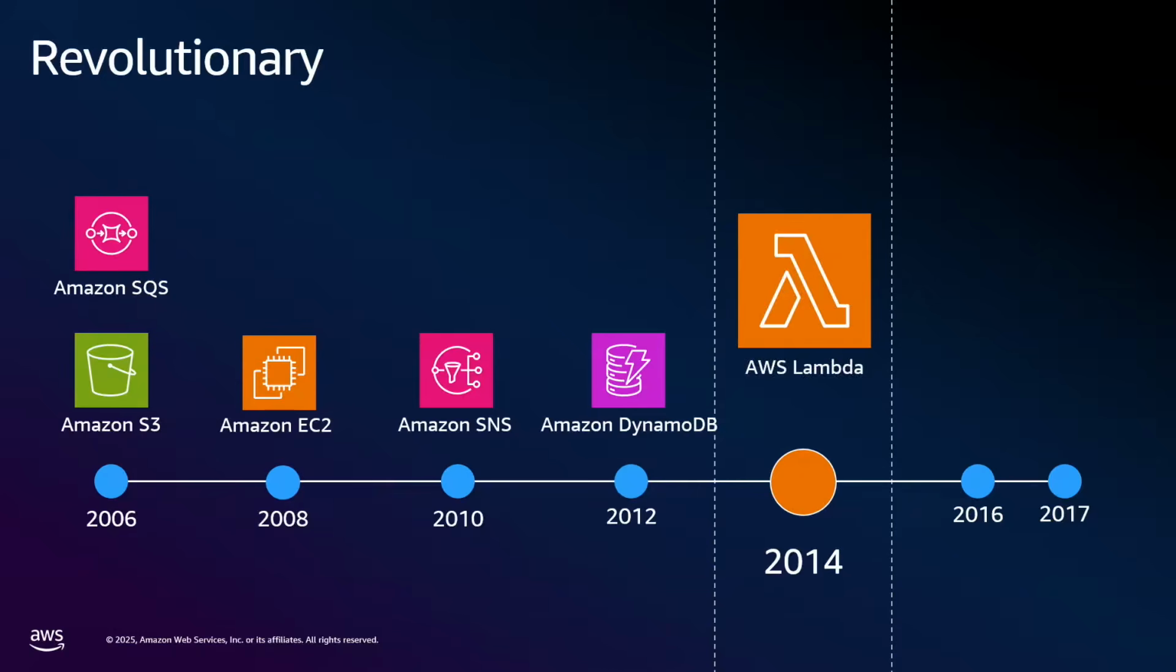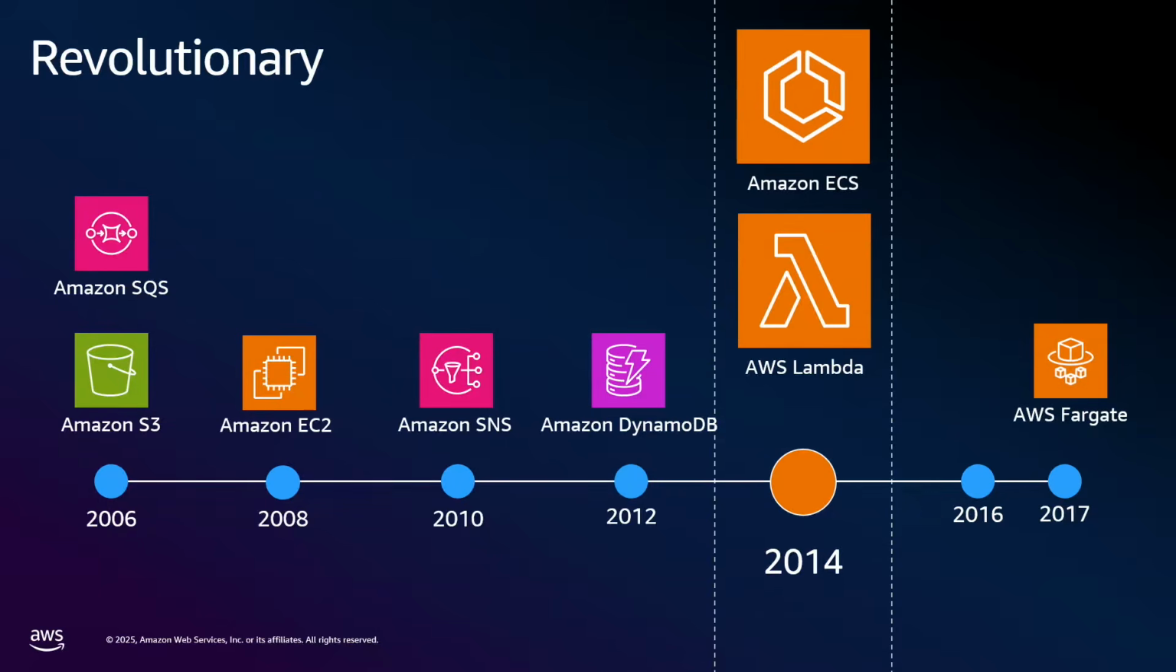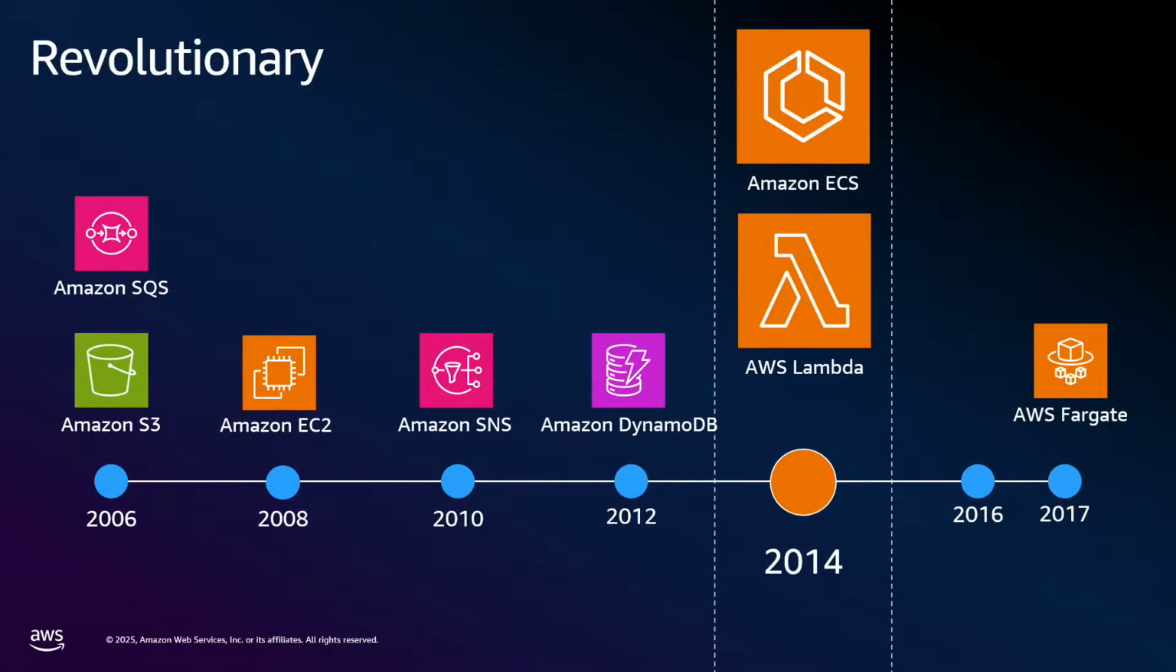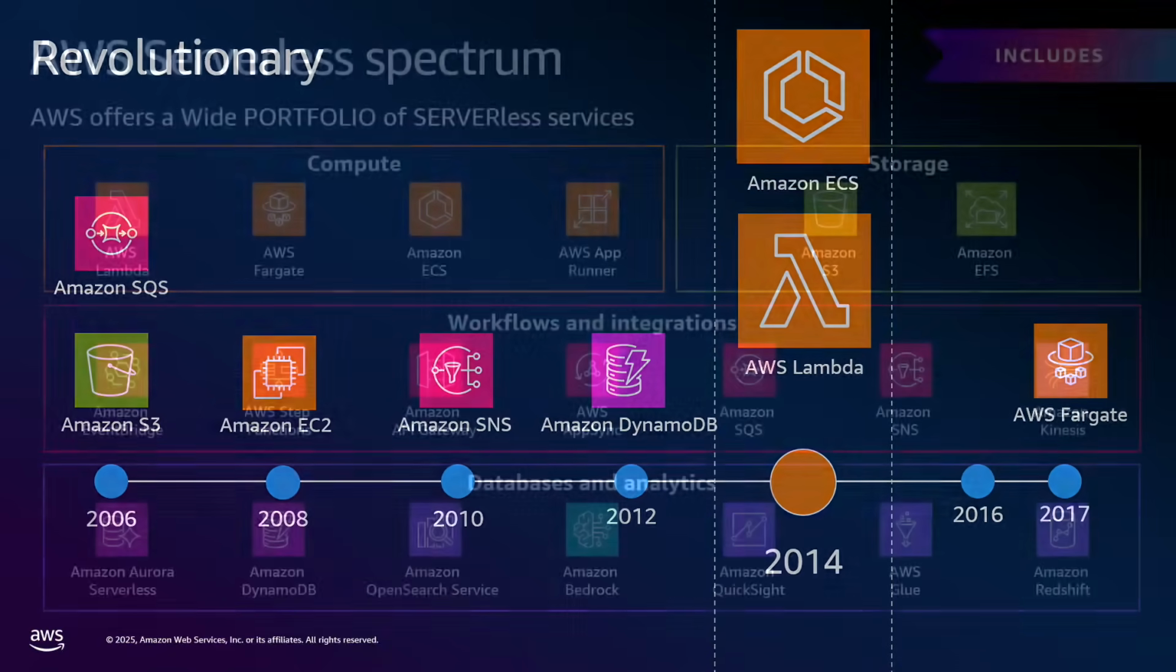But it was really in 2014 when serverless came alive, and that was revolutionary with the launch of AWS Lambda. You just upload your code to the cloud, and we will then securely run it for you, highly available, and at scale. Then we had ECS launched the same year, and shortly after, we launched Fargate as well. And Fargate allows you to run containers in a serverless way.